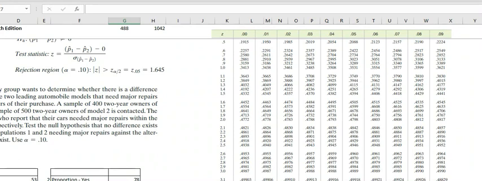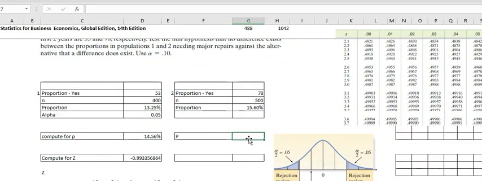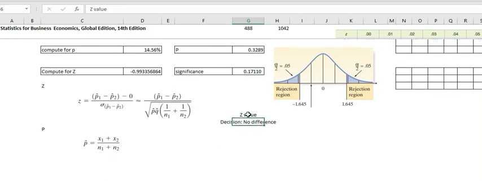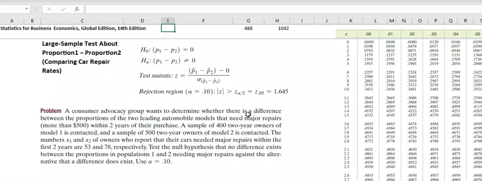So to compute for significance, we just have to test this one. It's 17.17%, and since this is greater than 5%, we conclude the same: no difference. That's how to compare proportions in Excel and in statistics. I guess we already discussed all of this. This is the z value, and these are the computations. I'll see you around in my next video.